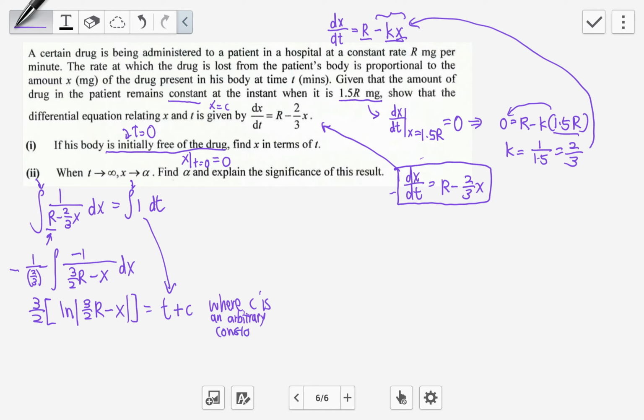And from here we will use the information that they give us to solve for our c in terms of R. When t equals 0, x is 0, so I'll have 3 over 2R ln (3/2 R) multiplied by 3 over 2. And that will result in this.